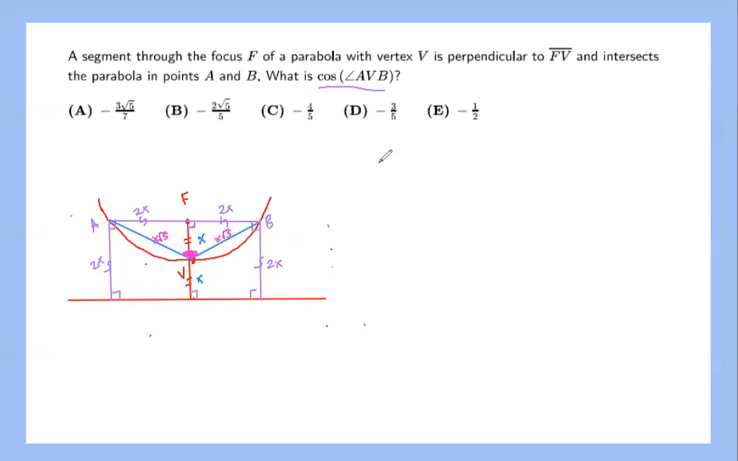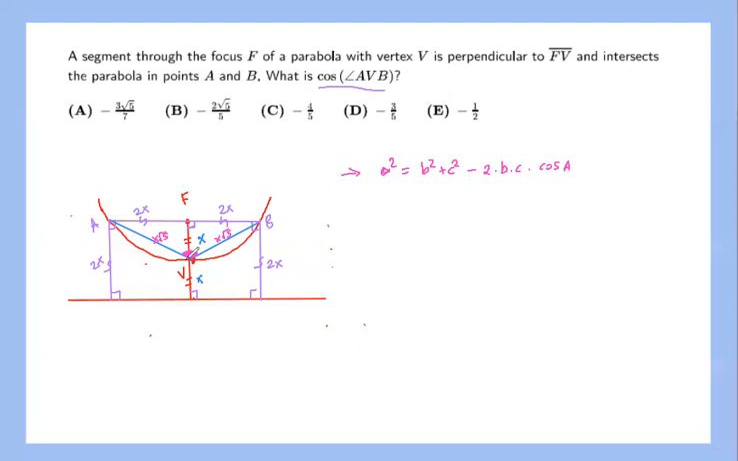Now let's use the law of cosines. It tells us that the square of one side equals the sum of the squares of the other two sides minus twice the product of the other two sides times the cosine of the angle opposite to this side. If I say this AB is my side, that will be the case, but let's write it as a for now. This is the law of cosines.